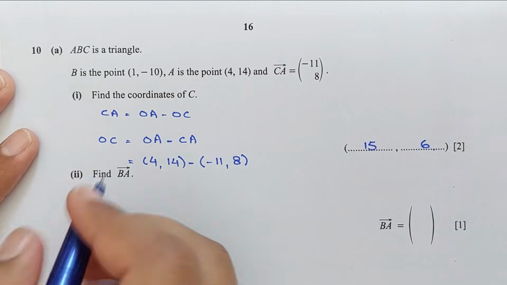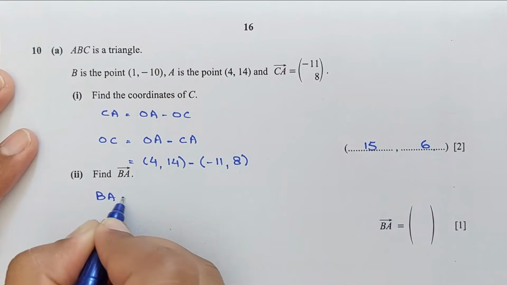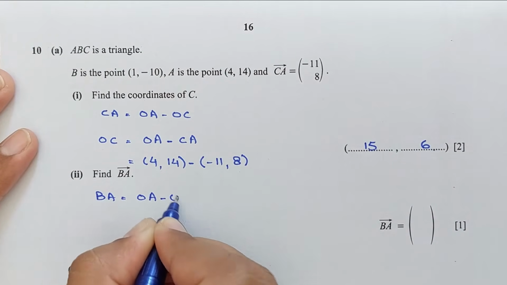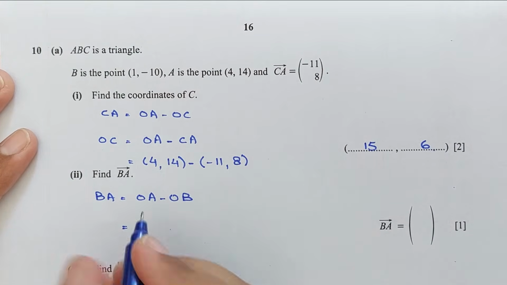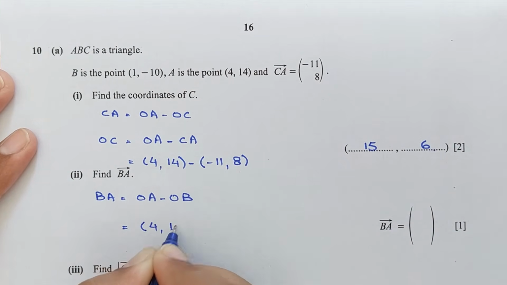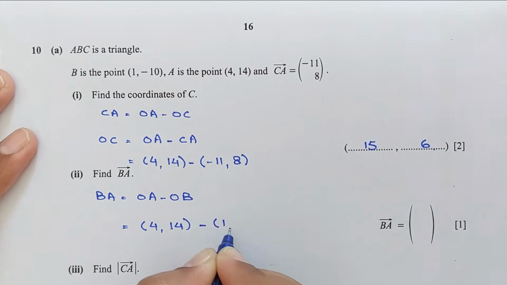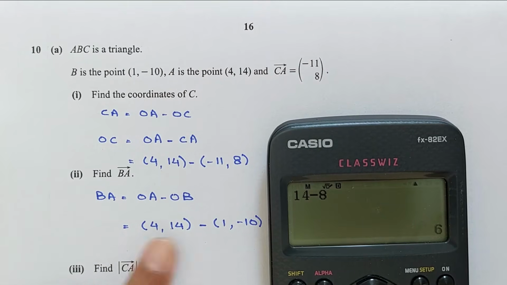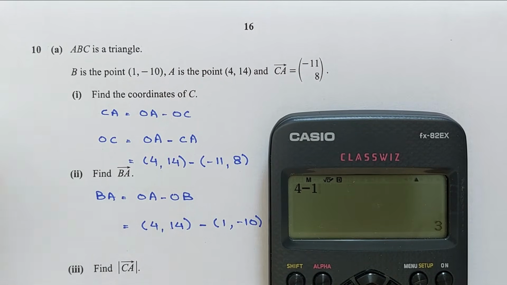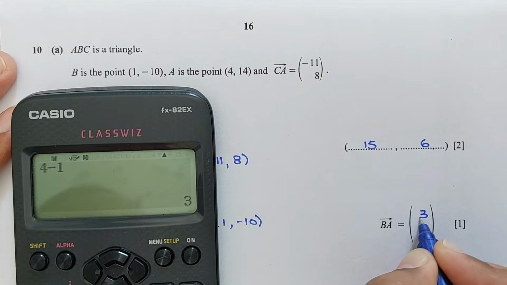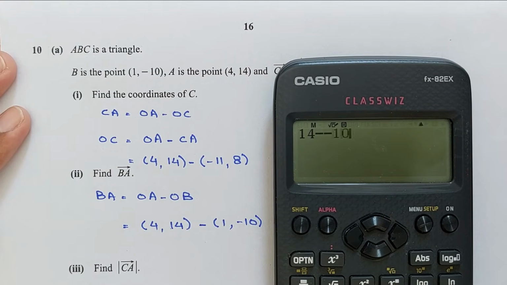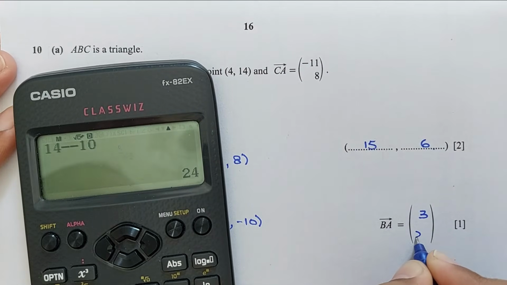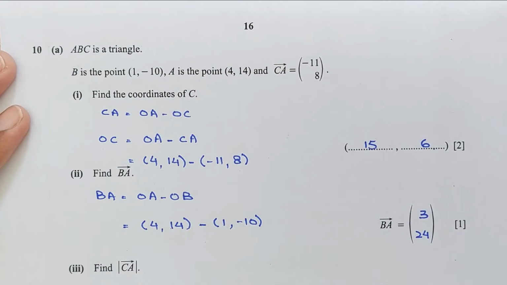Now for second part, find BA. So BA is equals to OA minus OB according to the definition. So we have the point A, we have the point B. So A is 4 and 14, and minus B is 1 and negative of 10. Again, subtracting the first component with first, 4 minus 1, which is 3, and the next is 14 minus 10, which is 24. So 3 and 24 is the vector BA.